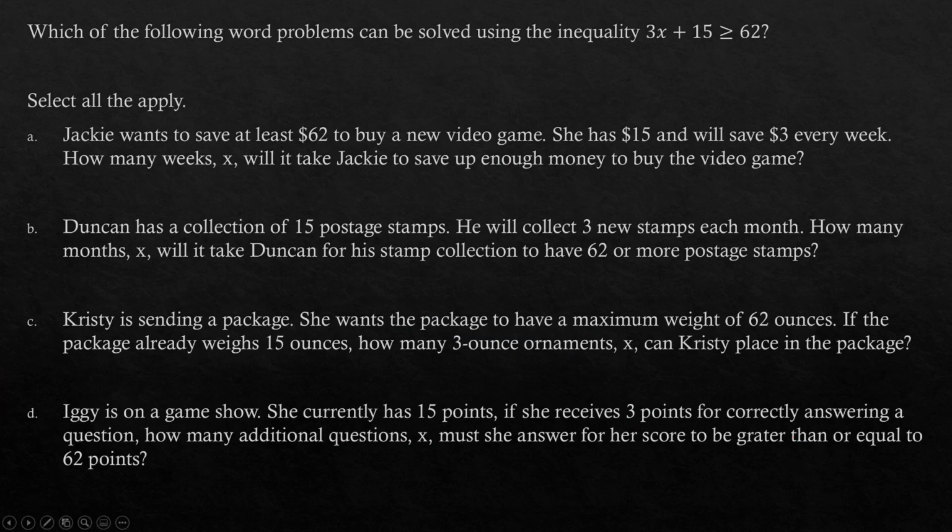And this is the last one. Which of the following word problems can be solved using the inequality 3x plus 15 is greater than 62? So here what you're looking for is a positive 15, a number that is next to the 3 that tells me either I have the word every, per, something like that that tells me I'm gaining multiples of 3, and 62 as kind of like a total, a cutoff.